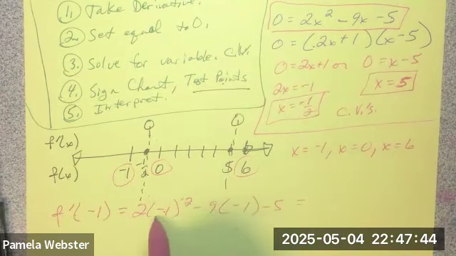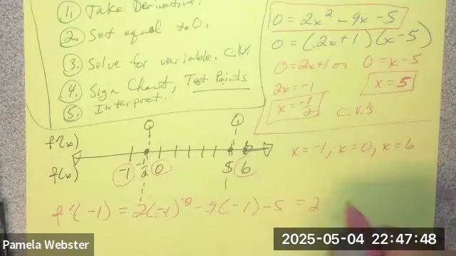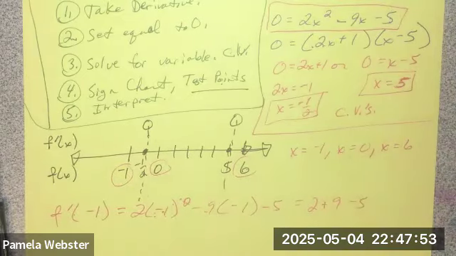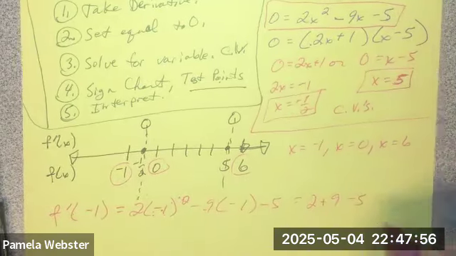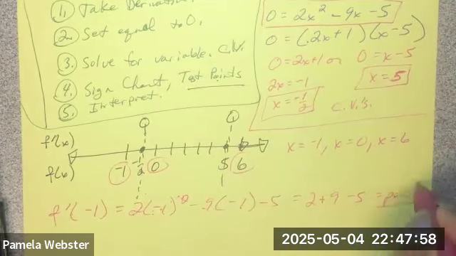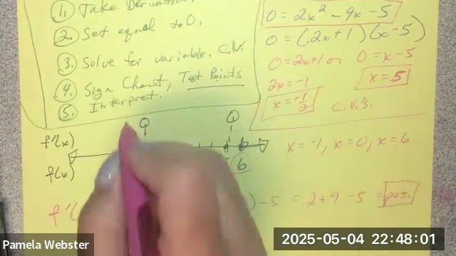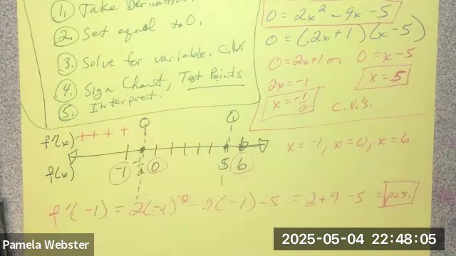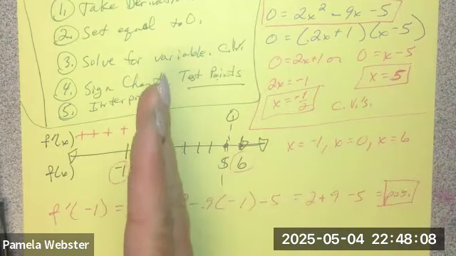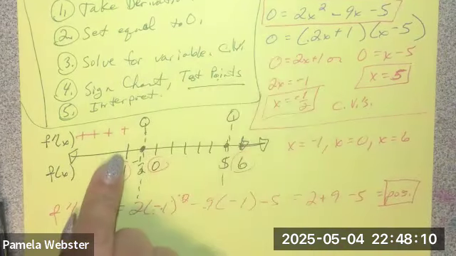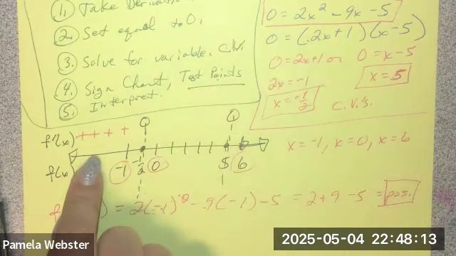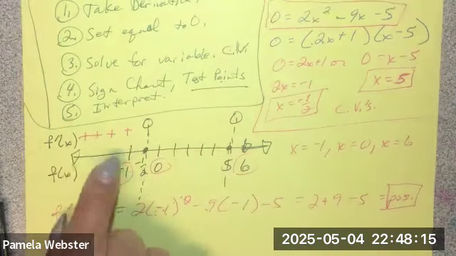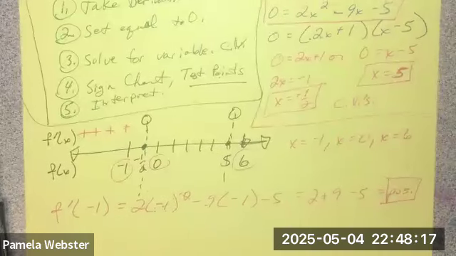Okay, what happens when I square this guy? It's a positive, right? 2 times 1 is 2. Negative and a negative becomes a positive 9 minus 5. Okay, this guy is definitely positive. And again, we don't really care what positive value it is. We just care that it's positive. And remember, these critical values are splitting up my sign chart. So if -1 is positive, then -2 and -3 and -500, everything over there is positive.